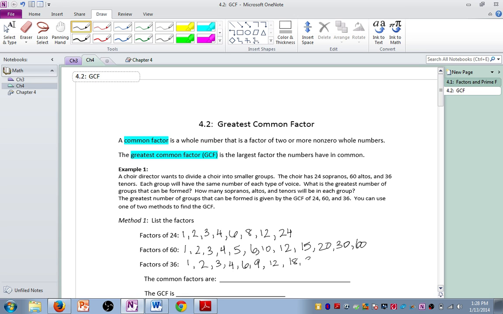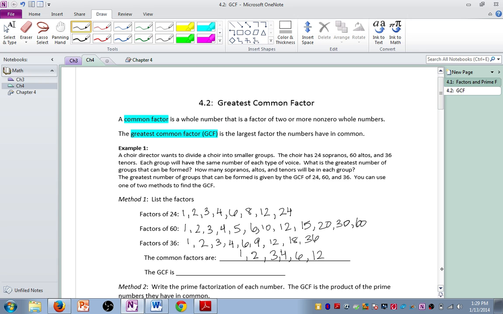18, and 36. When we look at these lists, we can find the factors that all three numbers have in common. The common factors are 1, 2, 3, 4, 6, and 12. Out of that list, the largest one is 12. So the GCF, the greatest common factor of 24, 60, and 36, is 12.